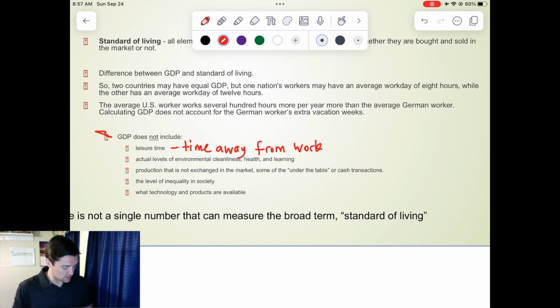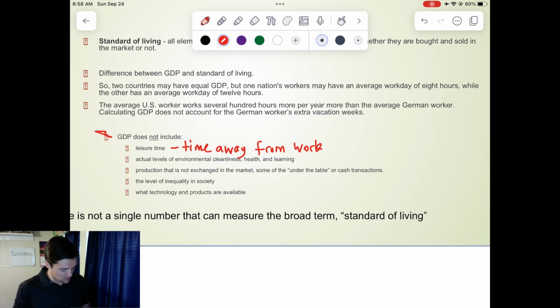The GDP does not include any actual levels of environmental cleanliness, health, or learning. So basically, we have no idea the cleanliness of the environment. You could have a very, very great GDP. You can produce a ton of things, but have a terrible pollution problem, terrible water, right? And your country is not a safe place to live. And we'll never know that based off of GDP. You look great in terms of production, but you have terrible pollution problems.